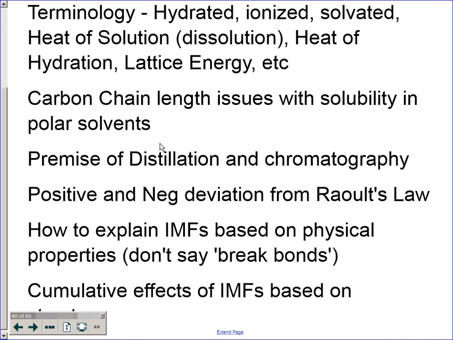What's the difference between hydrated and ionized? Ionized means forms ions in solution. Well, it's the only thing that's going to form ions in solutions. Ionic compounds, and what else can break into ions? Acids, right? Strong acids. That would be considered a strong electrolyte.